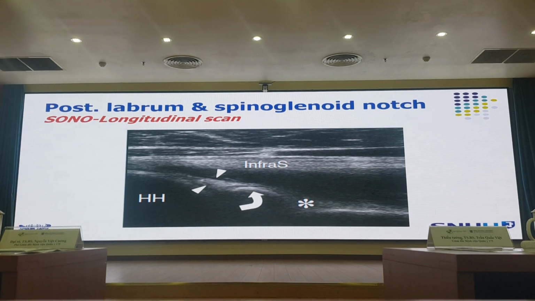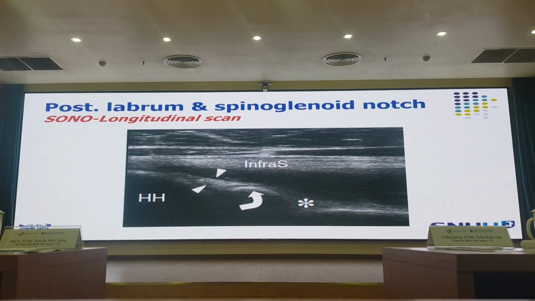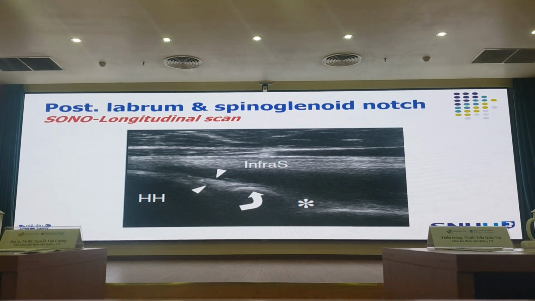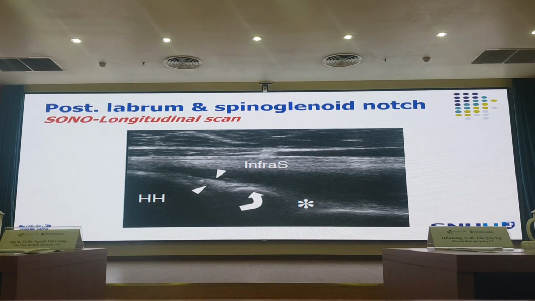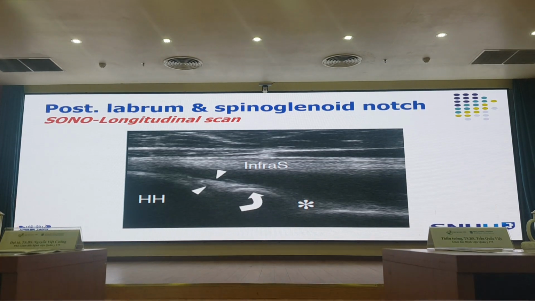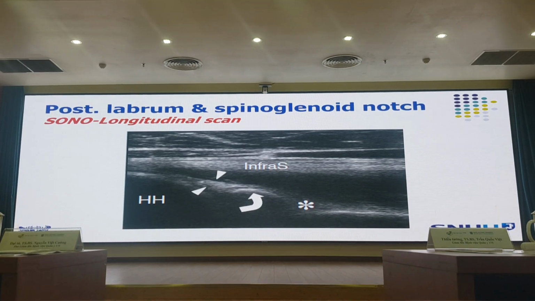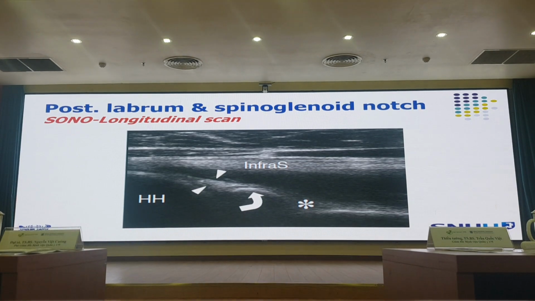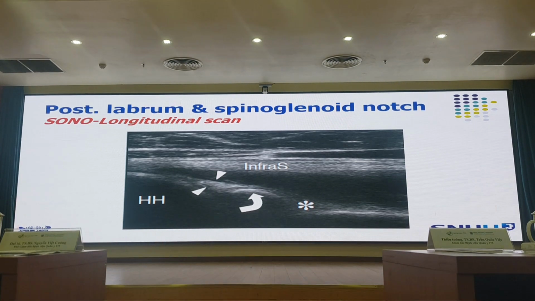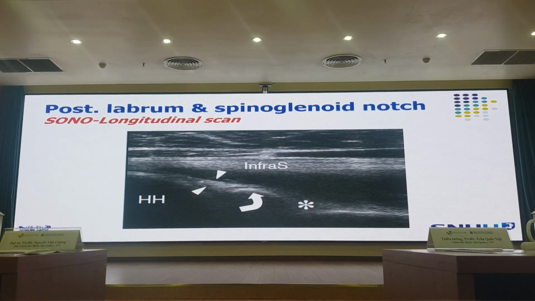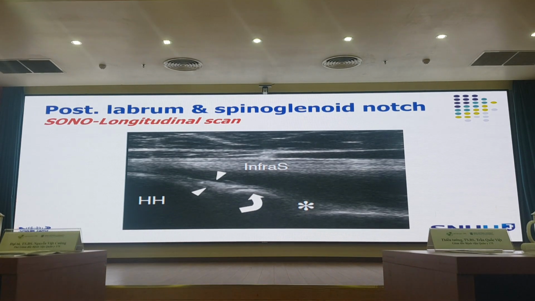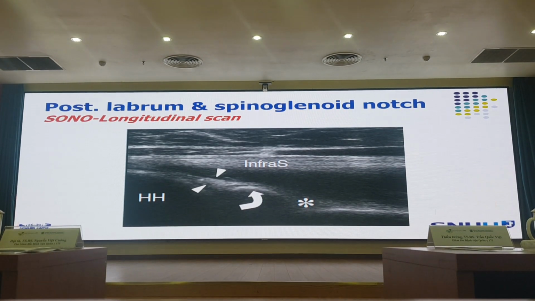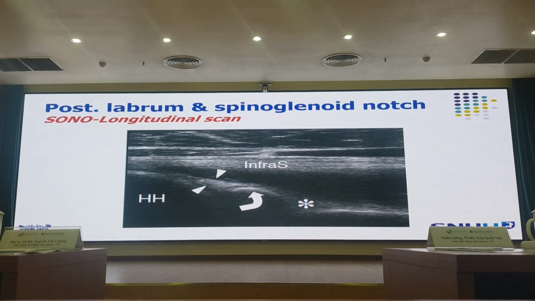And this is a case of the posterior labrum and the spinoglenoid notch. You can see the humeral head on the right side of this picture, the spherical, circular shape of the humeral head. The very next one is the labrum. You can see the posterior labrum only. And then there is some hypoechoic area where you cannot differentiate the definite margin of the bone. It is the spinoglenoid notch. And you can see the infraspinatus just over the posterior side of the humeral head and the spinoglenoid notch. And you can see the movement of the infraspinatus during the rotation.